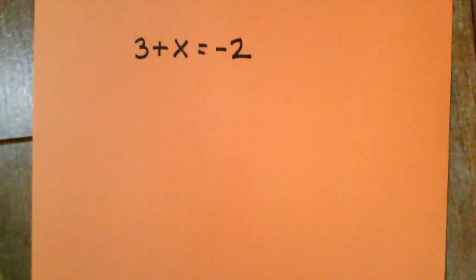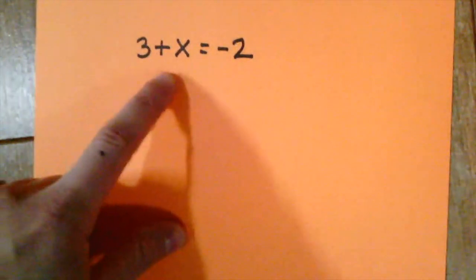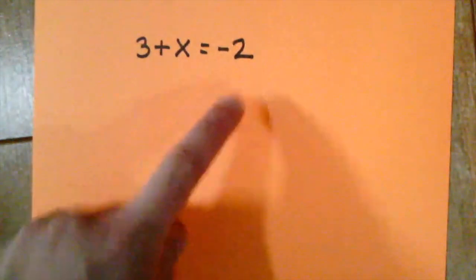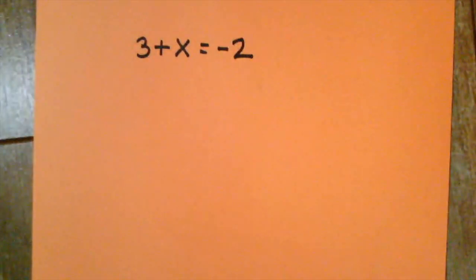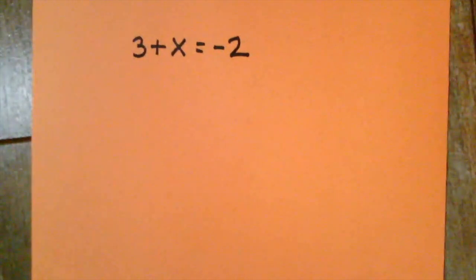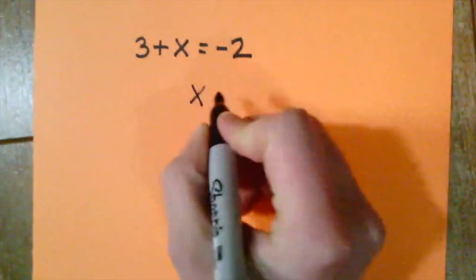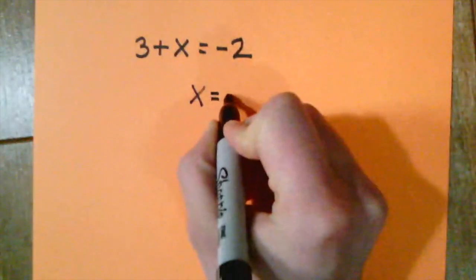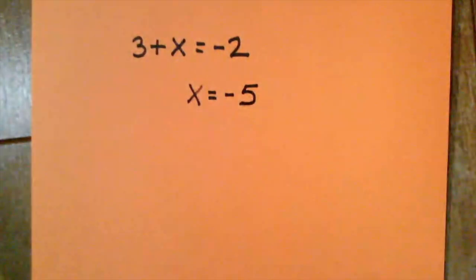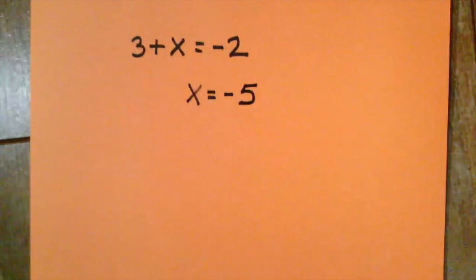So thinking about adding negative numbers, one strategy might be to think 3 plus what negative number is going to equal negative 2. If we think about counting backwards on a number line, if we start at 3 and we move to the left until we get to negative 2, we would have had to move 5 times, which means that x would equal negative 5 because we would move negative 5 spaces to the left.